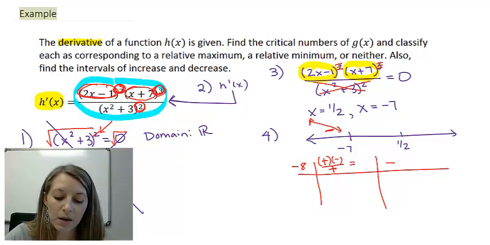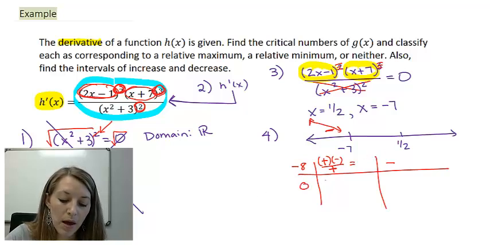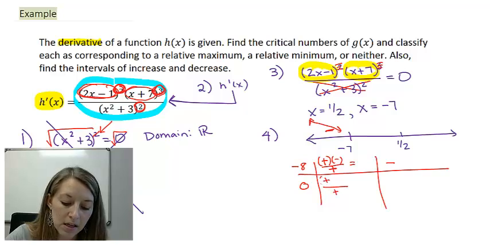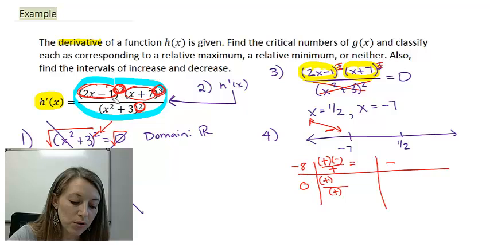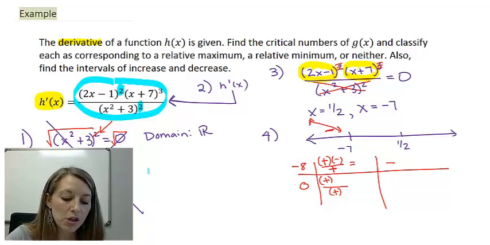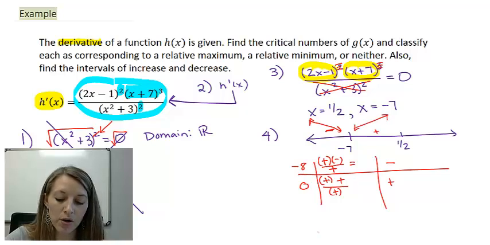Now I need to test something in between negative 7 and 1/2. So the easiest thing is to plug in 0. Remember, I really don't have to test either the first or the bottom because those are squared, and anytime we have an even exponent, it's guaranteed to come up to be positive. So all we have to do is test this piece over here. If I take 0 plus 7, that gives me 7. And if I take it an odd amount of times, like 3 times, that ends up to be positive. So this gives me positive, which tells me that my graph is increasing from negative 7 to 1/2.